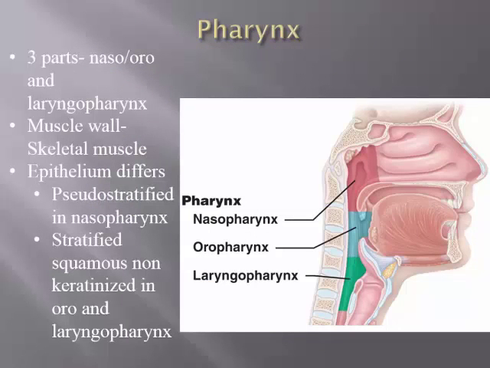So here let's review the pharynx. We did this when we were doing the lymphatic system. There were 3 parts to the pharynx: behind the nasal cavity, the nasopharynx; behind the oral cavity, the oropharynx; and behind the larynx, the laryngopharynx.